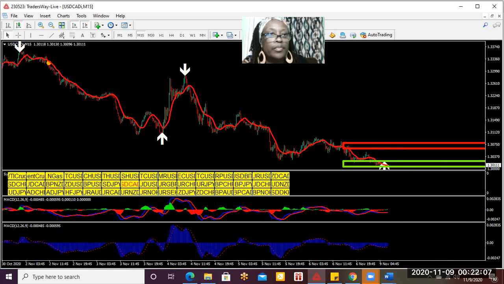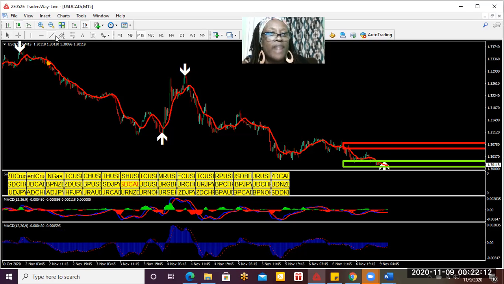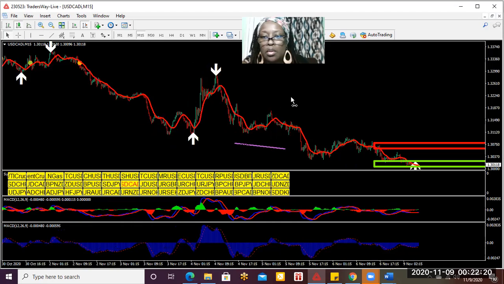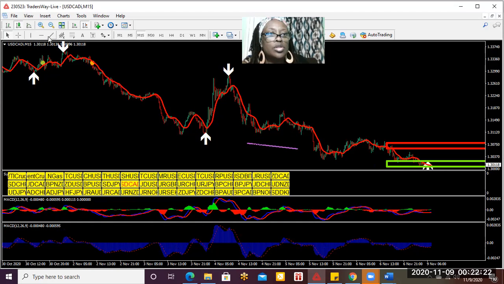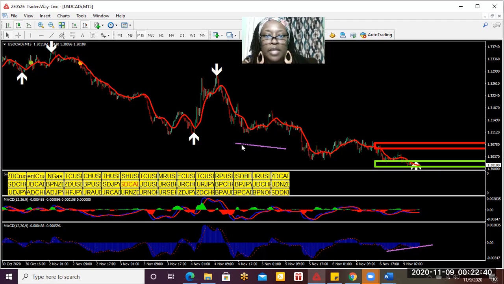Okay, so, our chart is pushing back, auto scroll. Let me just move it over here. Okay, so from the low, just follow where price is going. That's all. Price isn't going down here, right? Price is moving up. Bam. Okay, now that we've identified that, what is price doing on the indicator? It's moving down. That is divergence.